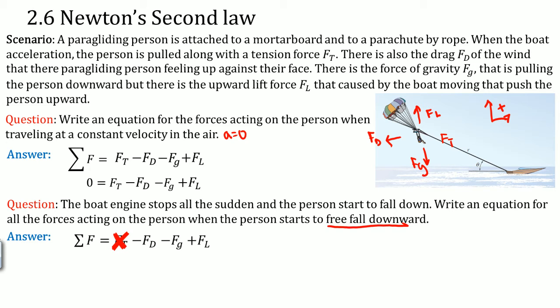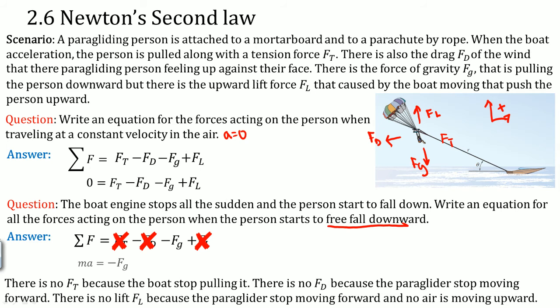The force tension is no more because the boat stops. Force drag is no longer because if the person doesn't move forward, they do not feel the drag up against their face. Likewise, there is no more force lift going up because again, there's no air being pushed upwards from the boat going towards the right. So the only force left here is the negative Fg. That's going to be equal to ma. This makes sense because this is the equation set up for any object under free fall.